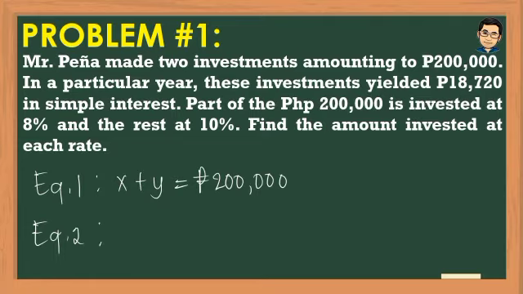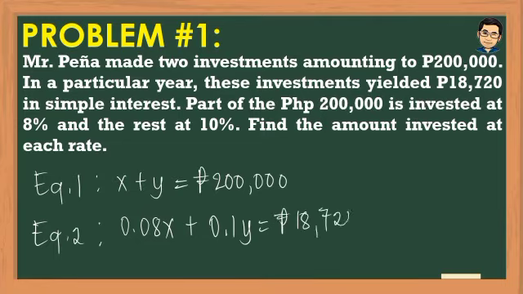And then, yung second equation naman, doon tayo doon sa rate. Okay, so magiging ganito siya. So, yung isang part ng kanyang investment, 8%. So, magiging 0.08x. And then, yung isa naman, at 10%, 0.1y equals yung nakuwang interest which is 18,720. So, paano nakuha yung 0.08 and 0.1? So, kailangan lang po natin i-convert yung 8% tsaka 10% sa decimal. So, ayan po, meron na po tayong equation 1 tsaka equation 2.